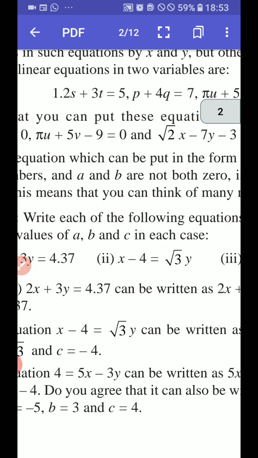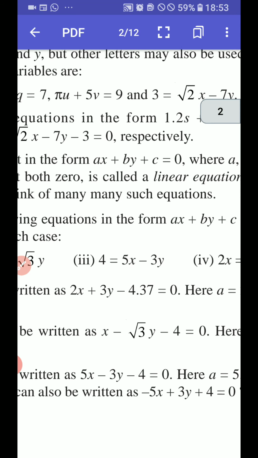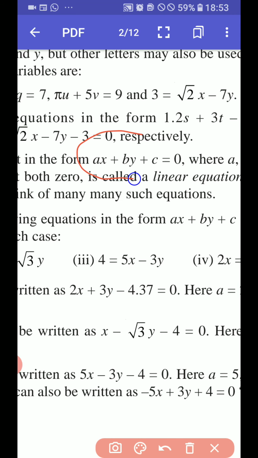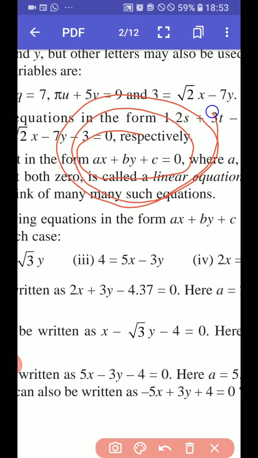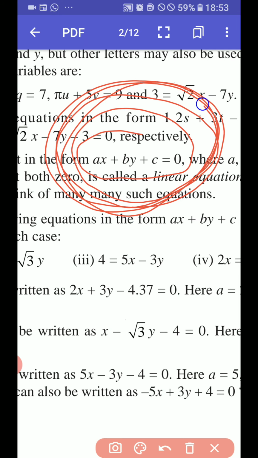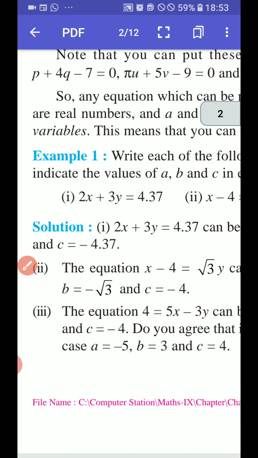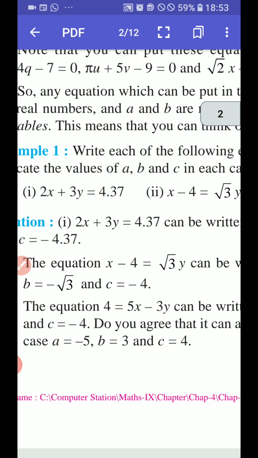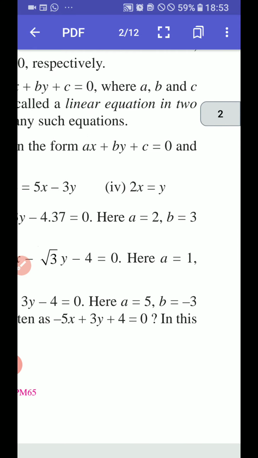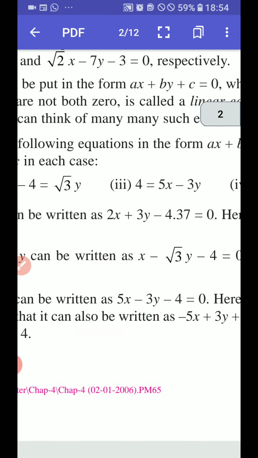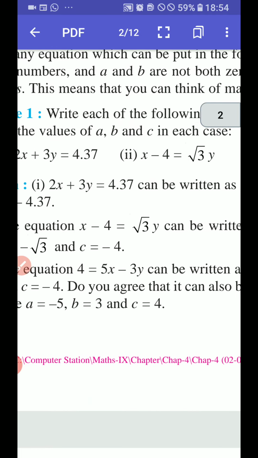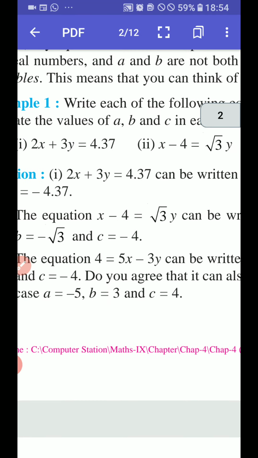So any equation which can be put in the form of ax plus by plus c equal to 0 is called a linear equation. This is a very important definition of linear equation in two variables, right? Now come to example number 1. Write each of the following equations in the form of ax plus by plus c equal to 0 and indicate the values of a, b and c in each case, right?